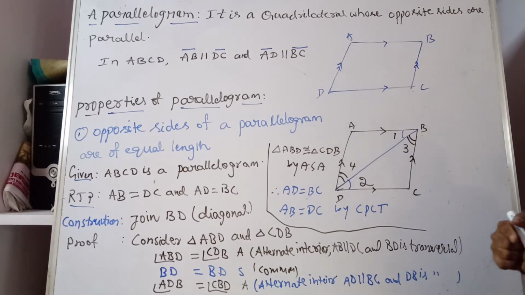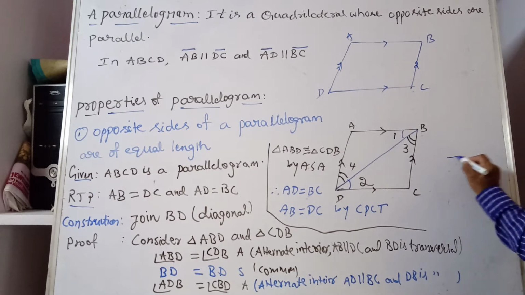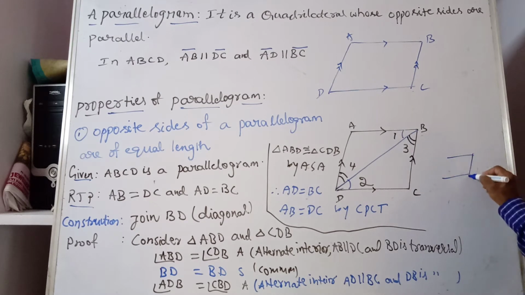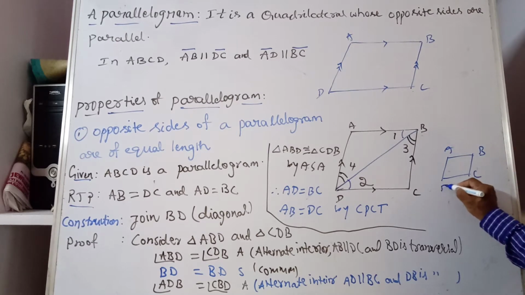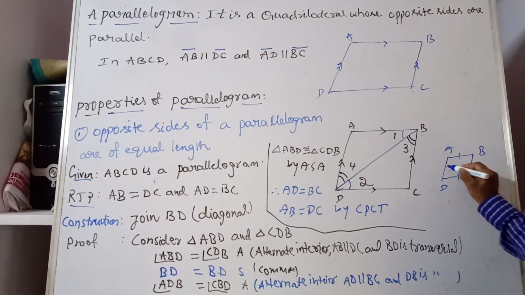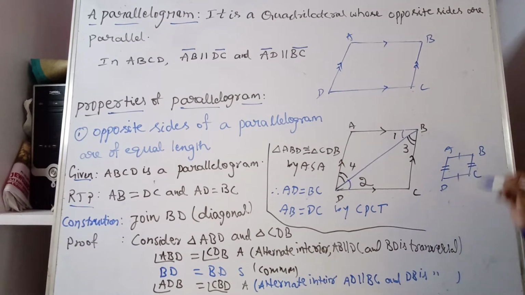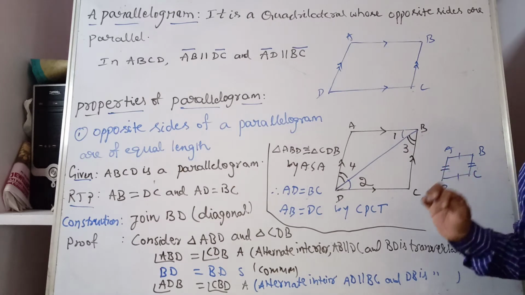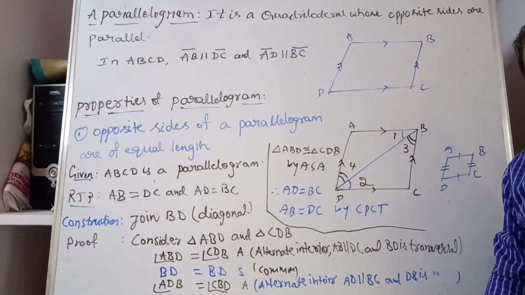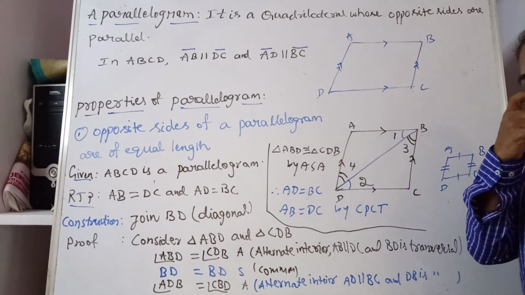Now you can say that opposite sides of a parallelogram are equal. Look at this, A, B, C, D. This side is equal to this and these two sides are equal. This symbol represents equal. AD is equal to BC and AB is equal to DC. So opposite sides of a parallelogram are equal in length. Is it clear? This is the property of a parallelogram.